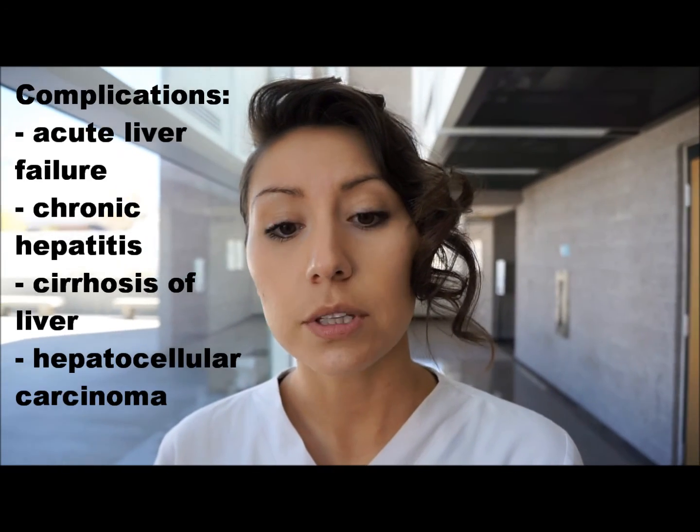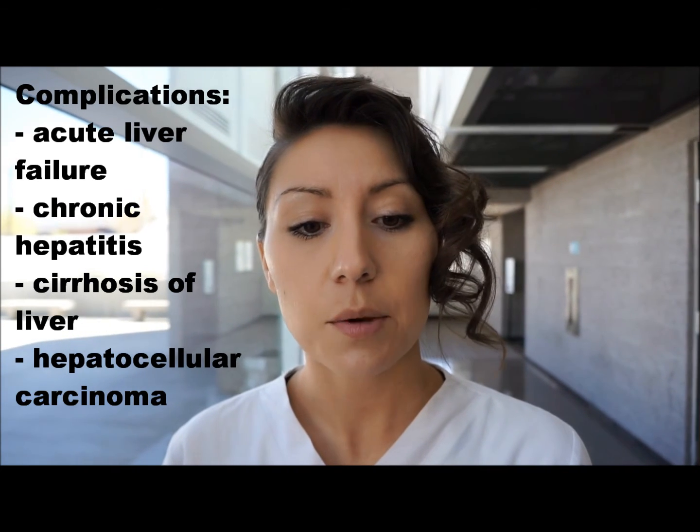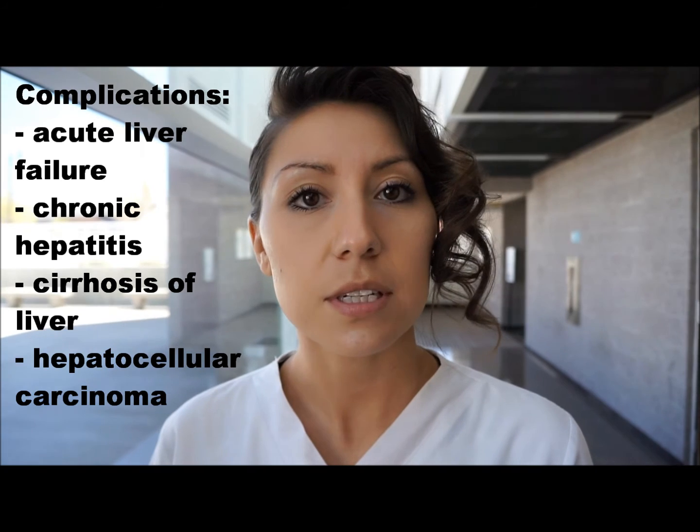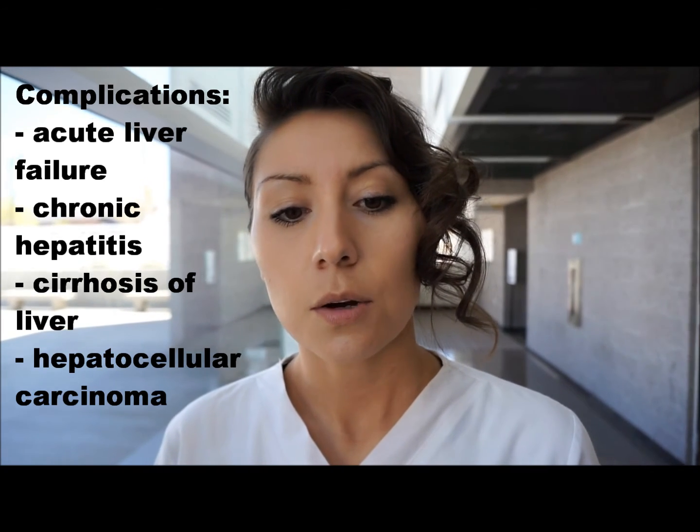The complications of hepatitis include acute liver failure, chronic hepatitis, cirrhosis of the liver, and hepatocellular carcinoma. With acute liver failure, hepatitis B is the second most common cause of acute liver failure. The treatment of choice is usually transplantation. However, early detection and treatment of the virus is key to preventing the complication.